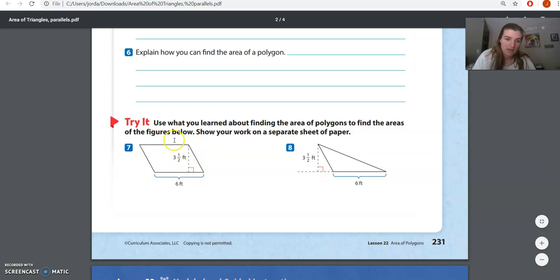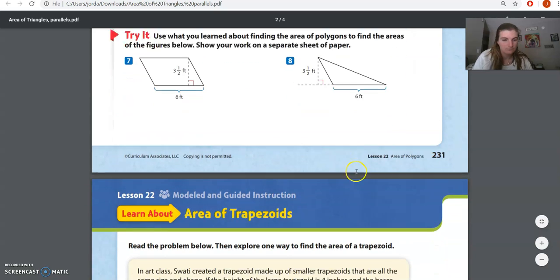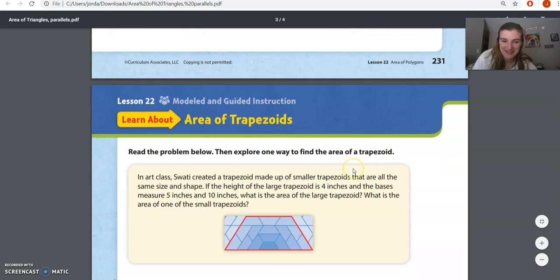Remember, parallelograms, base times height. The height here is this vertical line that they gave you, never the diagonal. Triangles, half the base times the height. The base here is 6. The height, see how they drew this extra shape here to show you that height? That's because it has to be perpendicular. It has to be a vertical line, not a diagonal line. That is going to be 3.5. Okay, that's the first part done.